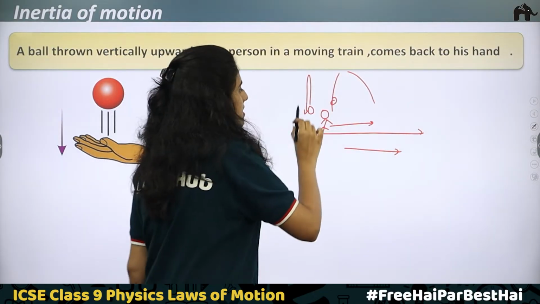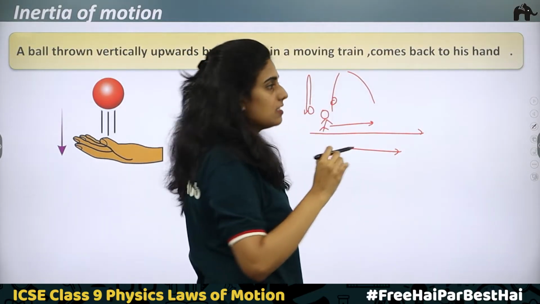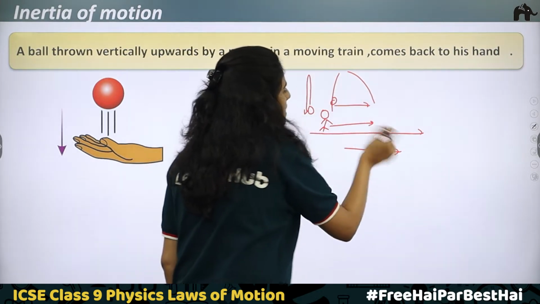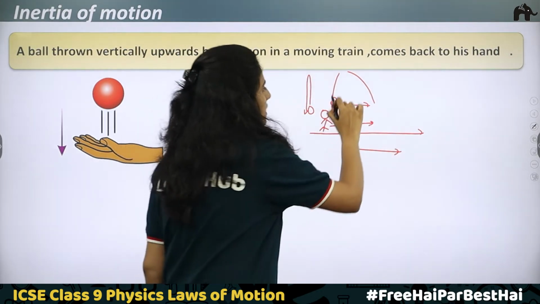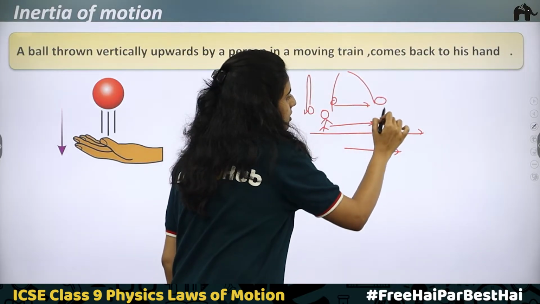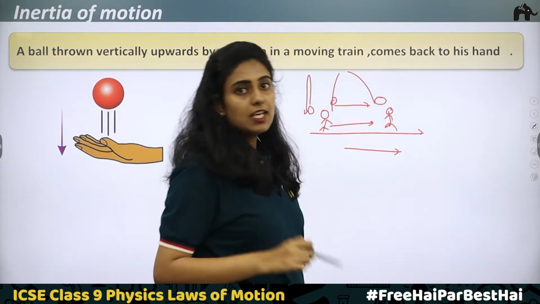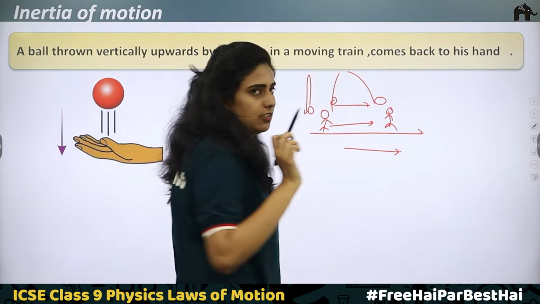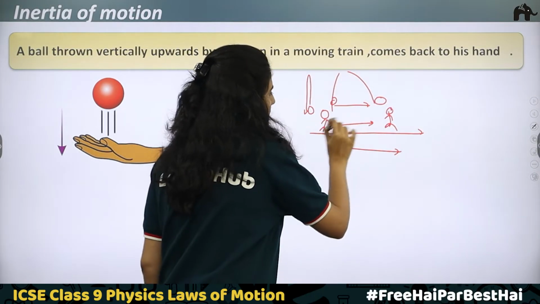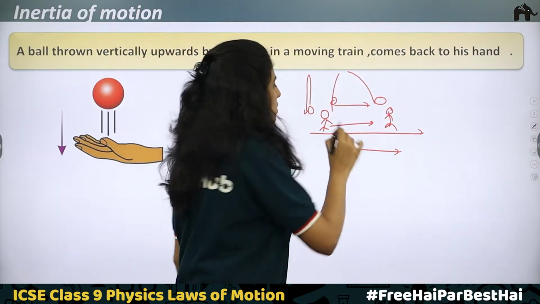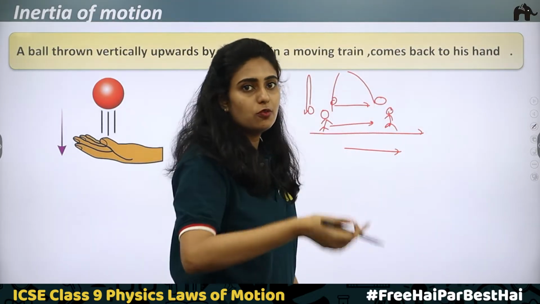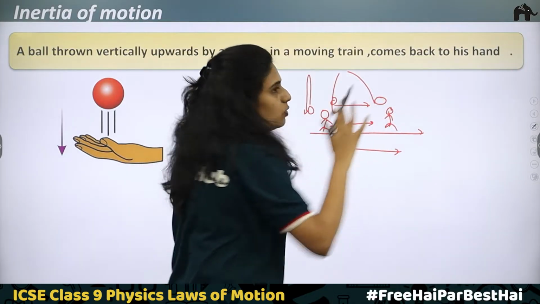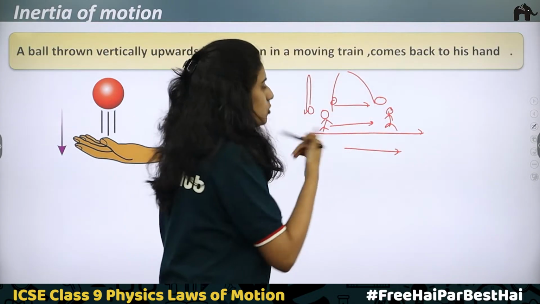No. Here what happens is, after the ball is released, after the ball is thrown, it will move along with the person and the train. So once it comes back, it will reach the person's hand. Okay, because the ball is having a tendency to remain in its state of motion. Due to this reason, the person can catch the ball again. Even though the train and the person has moved forward, the air inside the train, the ball, everything is moving forward. There is inertia of motion.